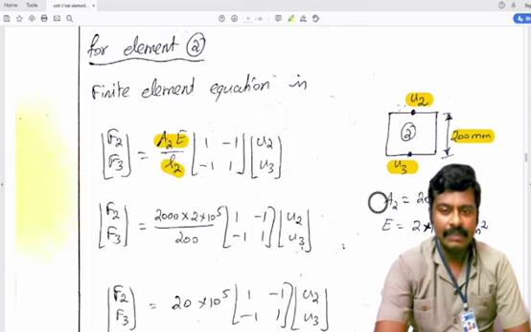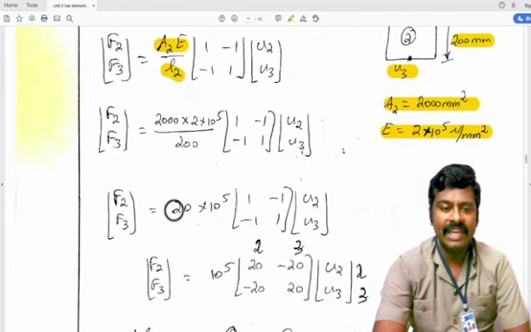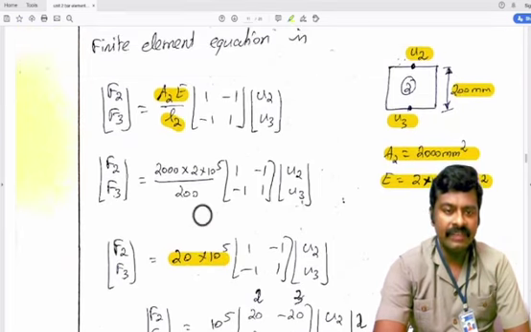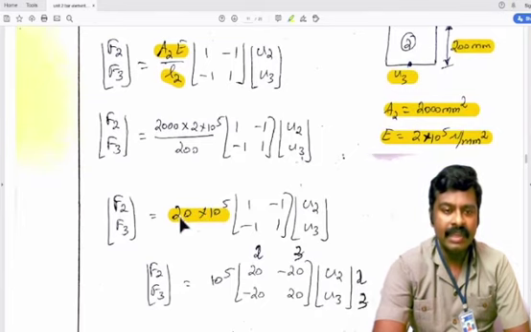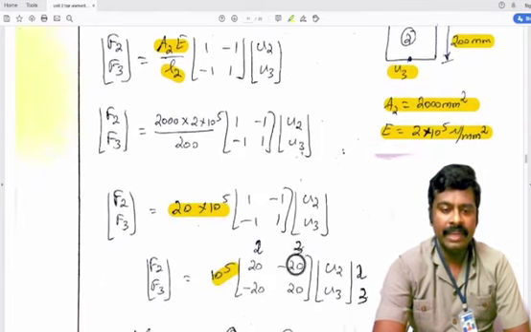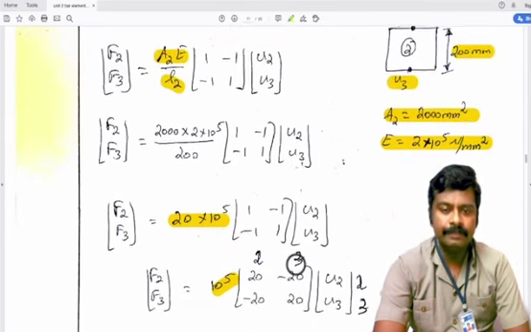Substitute all the corresponding values. Area we already found, Young's modulus is given, length equal to 200 mm. Substitute all the values and finally the value yields 20 into 10 raised to 5. For elements 1 and 2, the coefficient value should be the same for assembling. Therefore here I multiply 20 inside the matrix. Therefore 10 raised to 5 equal to [20 minus 20; minus 20 20].